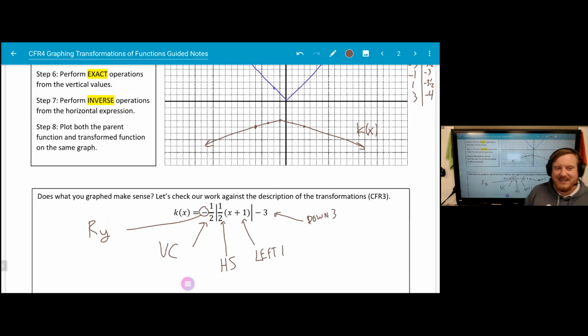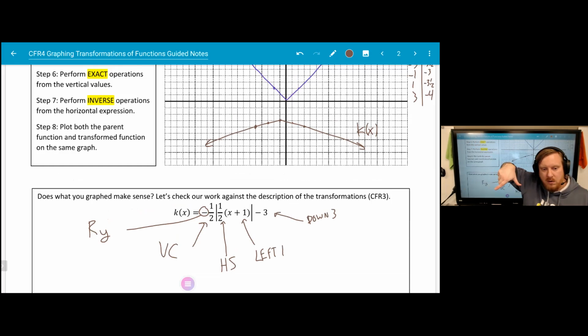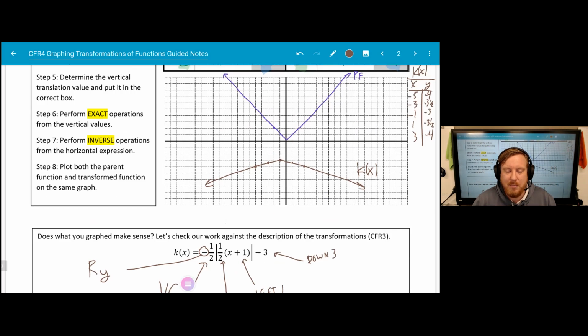Hey, it did. We got that one. Did it reflect over the y-axis? Yeah, because it's now opening down. Did it compress and stretch? It sure looks like it, because it's a heck of a lot wider than what it started with. Look at that. Compare that blue to the brown. That is a lot wider in the brown compared to the purple. So it does look like we compressed it vertically and stretched it horizontally.